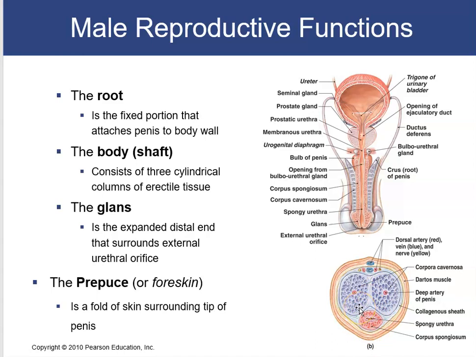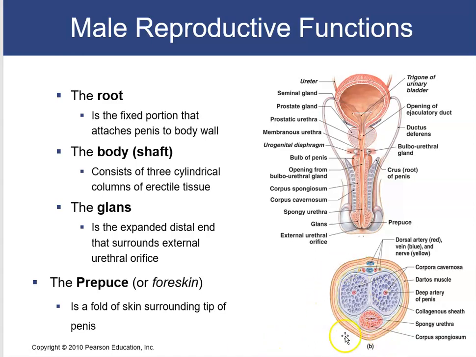At the tip of the penis is the glans. This is the expanded distal end that surrounds the external urethral orifice. The prepuce, also known as foreskin, is folds of skin that surround the tip of the penis. This is what is typically removed during circumcision.